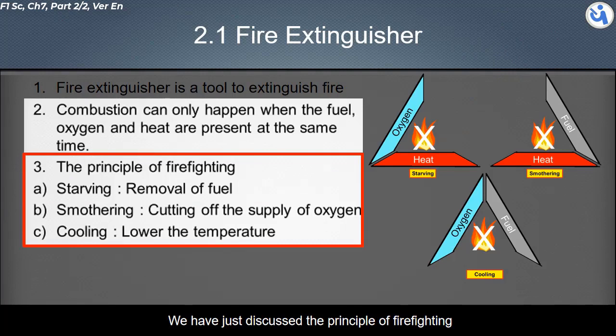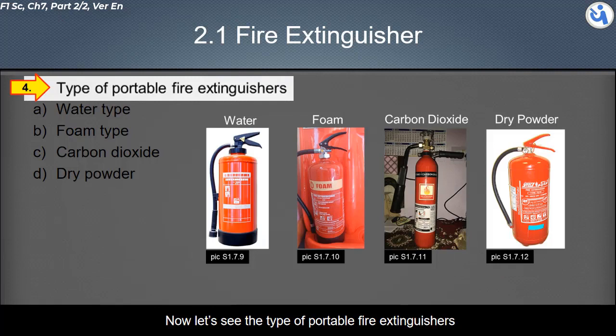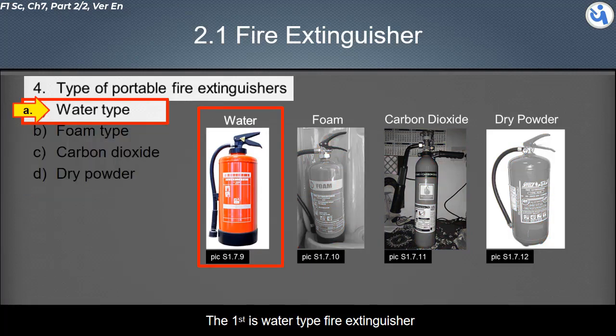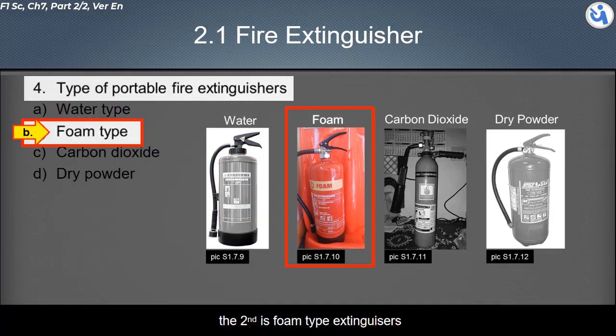We have just discussed the principles of firefighting. Now, let's see the types of portable fire extinguishers. In general, we have four types of portable fire extinguishers. The first is the water-type fire extinguisher. It is with a red label. The second is the foam-type extinguisher. It is with a cream label.